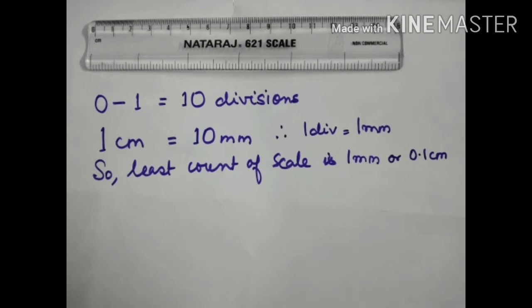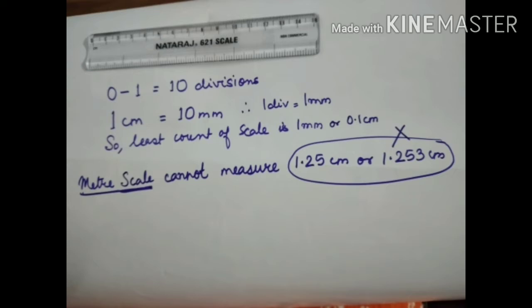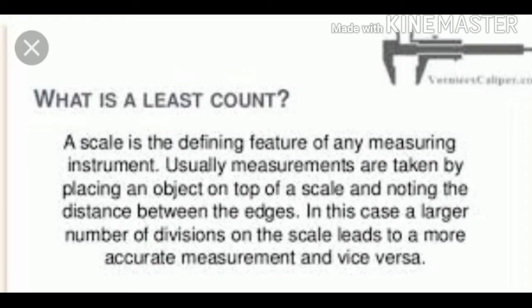Therefore, to measure length accurately, correct up to the second decimal, we can use the vernier caliper and the screw gauge. They are more accurate since they have a least count smaller than 0.1 centimeter. So the least count of an instrument is the smallest measurement that can be taken accurately with it.